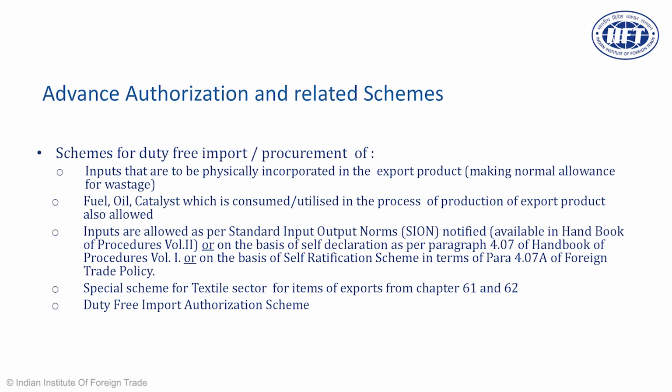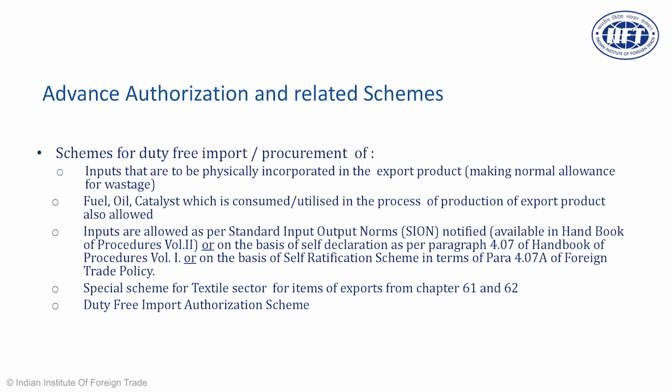The other two variants of the advance authorization scheme are the special scheme for the textile sector and the duty-free import authorization scheme. The basic concept is the same. If an exporter wants to import certain inputs which are utilized or consumed in the export product, the basic custom duty and the IGST component on that imported input would be exempted from being paid, provided in a certain period the imported inputs are utilized in the manufacture of the export product, the products are exported abroad, and the payment for that export product is there in the exporter's account.